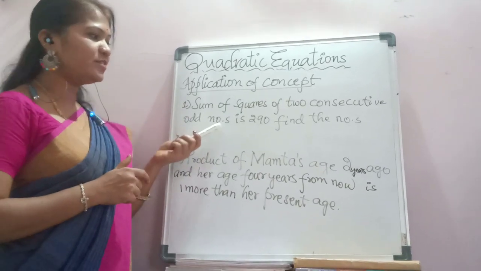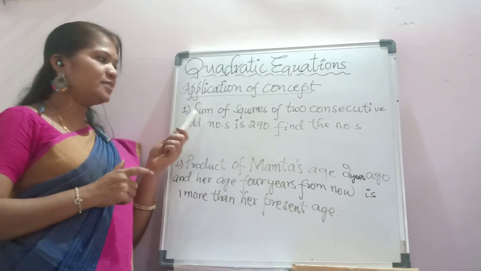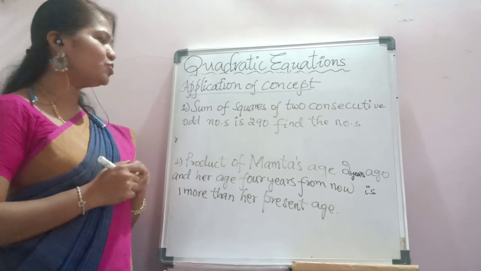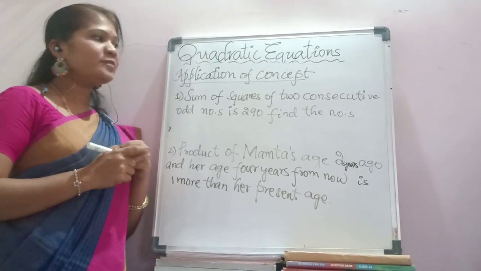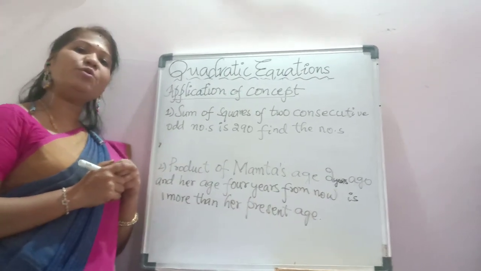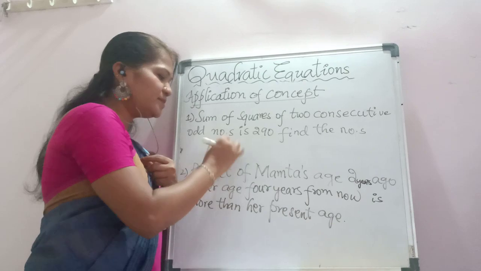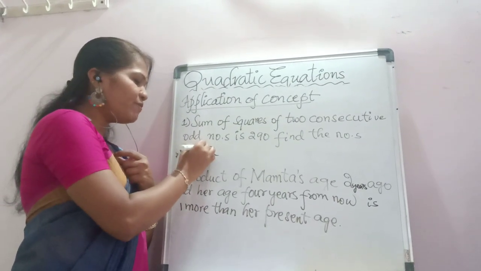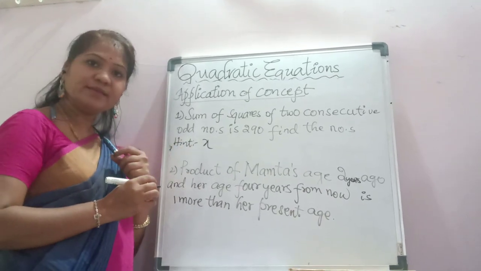This question is based on ages and this question is based on numbers. Let us see what is given in the question. It says that the sum of the squares of two consecutive odd numbers is 290. Find the numbers, right? So the first and foremost thing we need to do here is let one odd number be x. I am giving you the hint and I hope everybody knows how to solve the equation, right? So let one odd number be x.